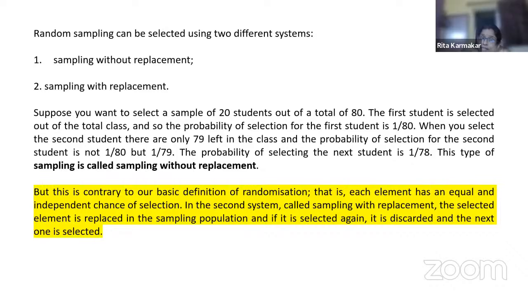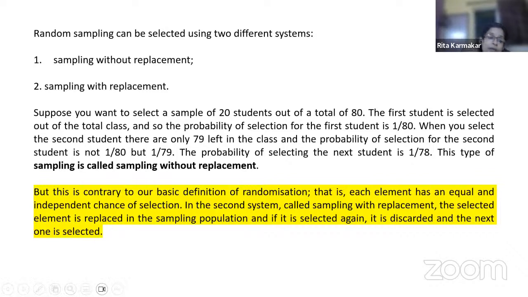In the second round of sampling, we will be choosing out of 79 people. So one by one it would be reducing like this. That is without replacement. With replacement means... No, coming to with replacement later on.